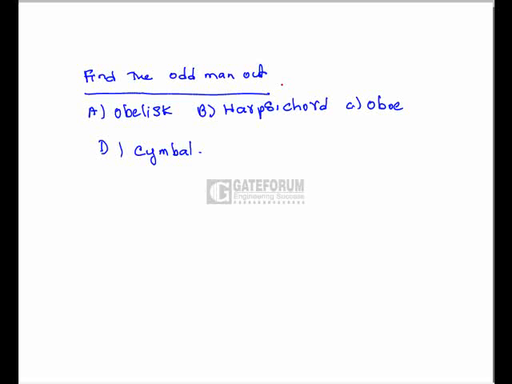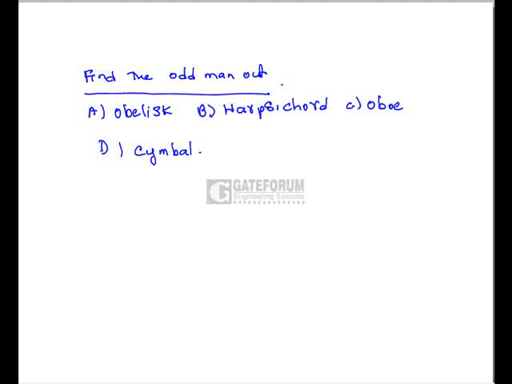The question is to find the odd man out. Obelisk, harpsichord, oboe, cymbal. Of all these things, look at each word carefully. Harpsichord is a musical instrument. Oboe is also a musical instrument.